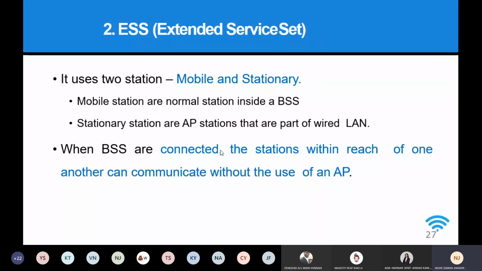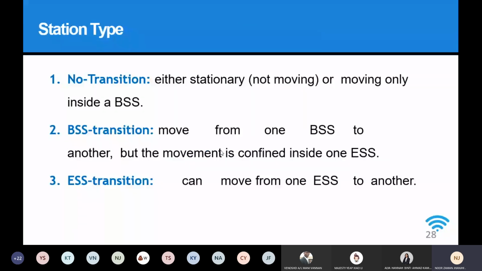So what it is saying is that when BSSs are connected, the stations within reach of one another can communicate without the use of an access point as well. So the rest of the model can be formed the same way we discussed in the BSS. In simple words, what is the baseline difference between the BSS and the ESS? The BSS is an independent, separate, alone network, but the ESS means the combination of two or more BSSs, not one, but two or more.